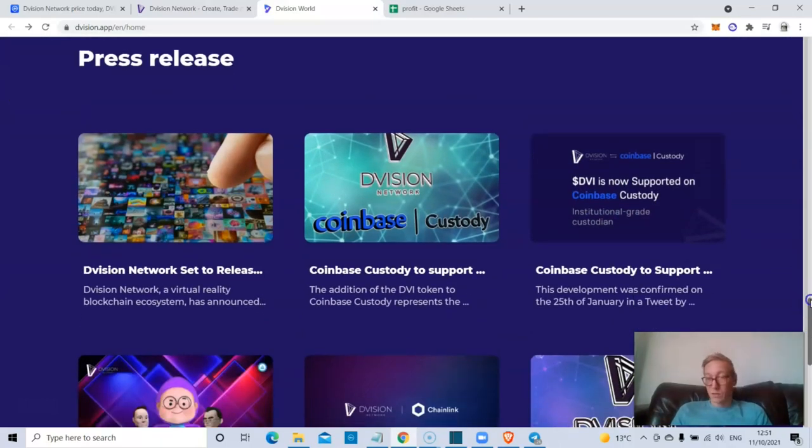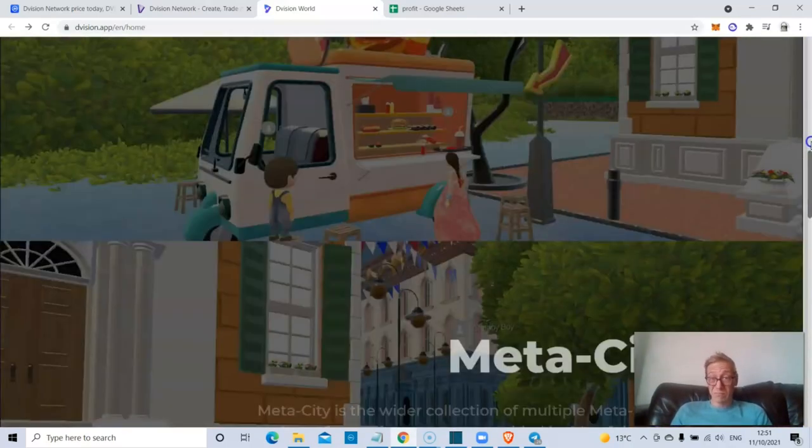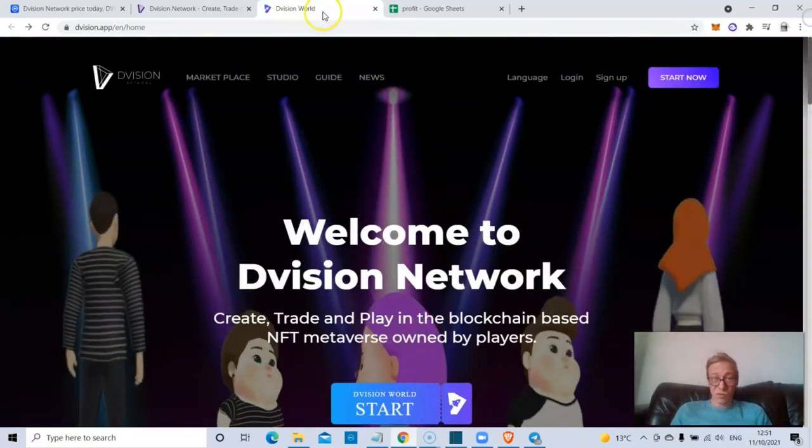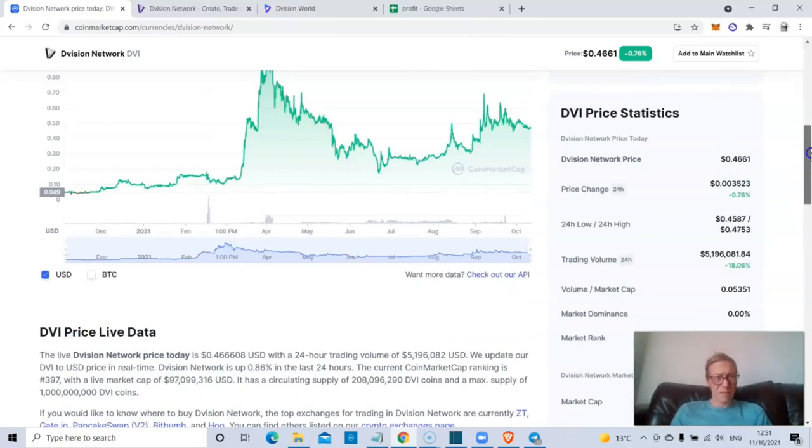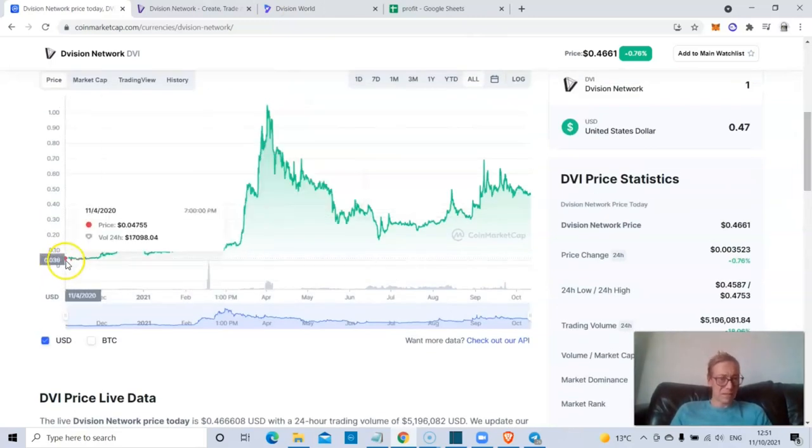They're set, and so far, in terms of Dvision, like I said, with a 10x across the year, pretty goddamn good so far. I believe it's 10x. I think it started around 5 cents. Yeah, about 10x, which is pretty great.